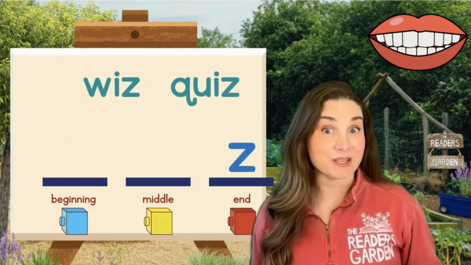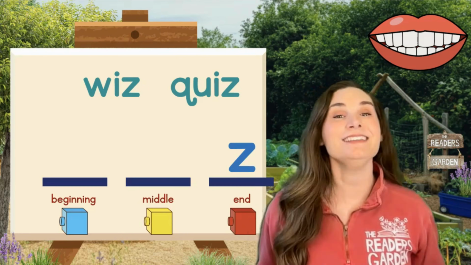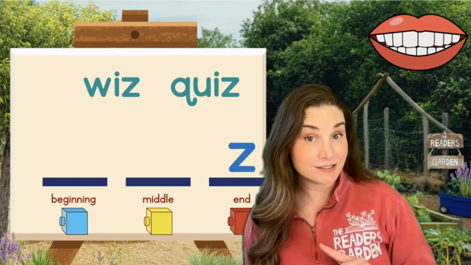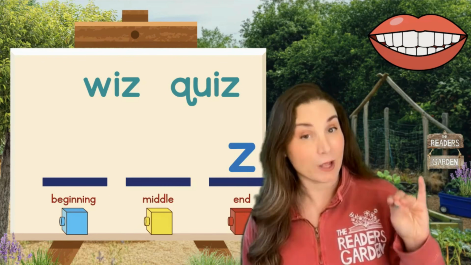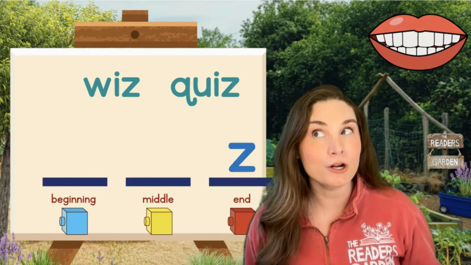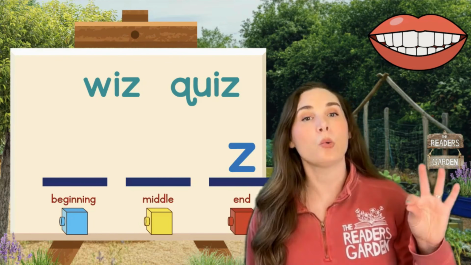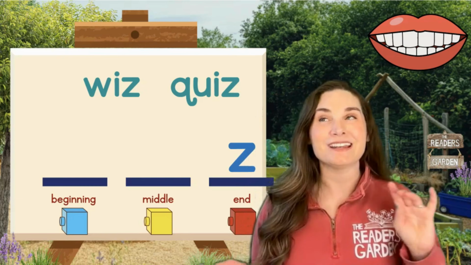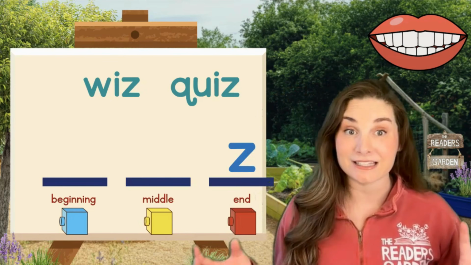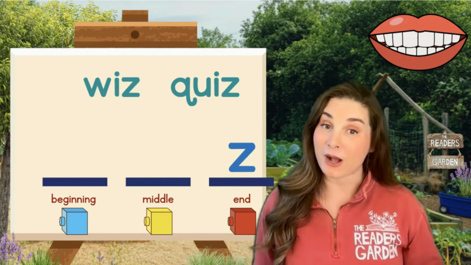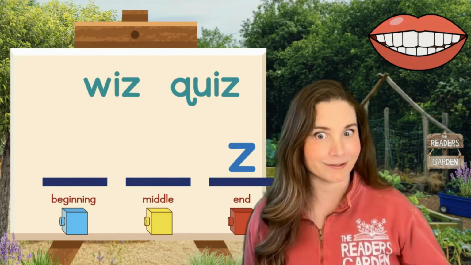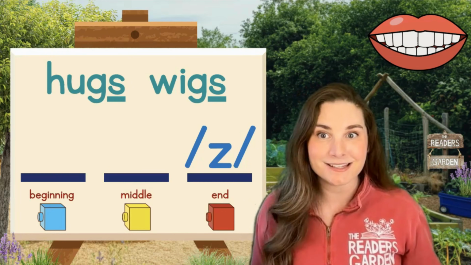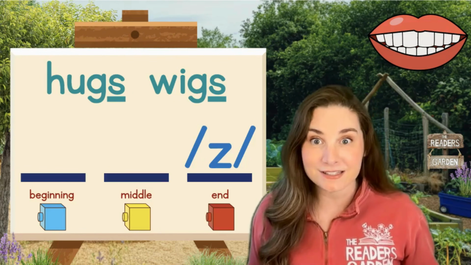Now sometimes we hear the Z at the end of words, such as in the word whiz, w-i-z, whiz, or in the word quiz, q-u-i-z, quiz. And so we can hear that the Z sound can take different spots in words depending on the word.